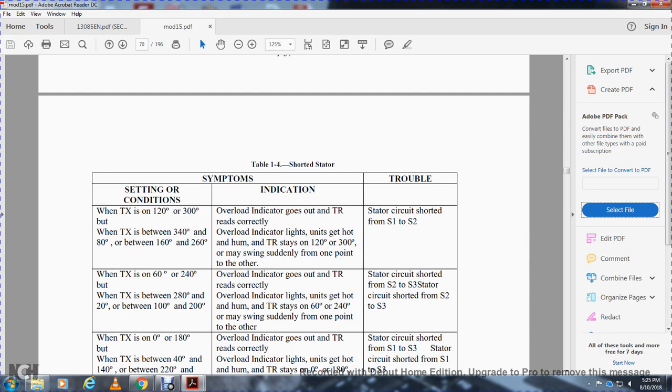The torque transmitter at 60 degrees, 240 degrees, but when the torque transmitter is between 280 and 20 degrees or between 120 and 200 degrees, the overload indicator goes out and the torque receiver reads correctly. The overload indicator lights, the units get hot and hum, and the torque receiver stays at 60 to 240 degrees, and may swing slowly from one point to the other. The trouble is the stator circuit shorted between stator 1 and stator 3.